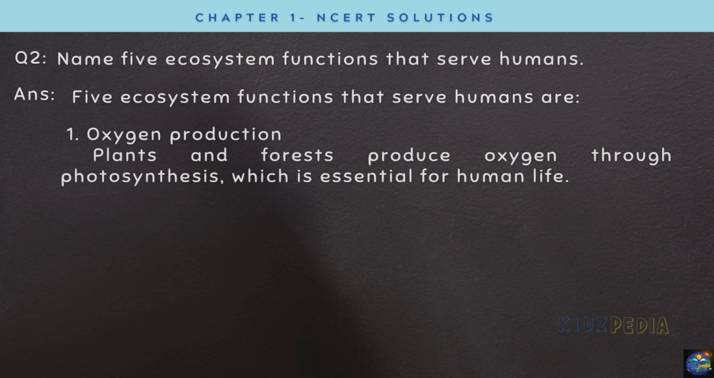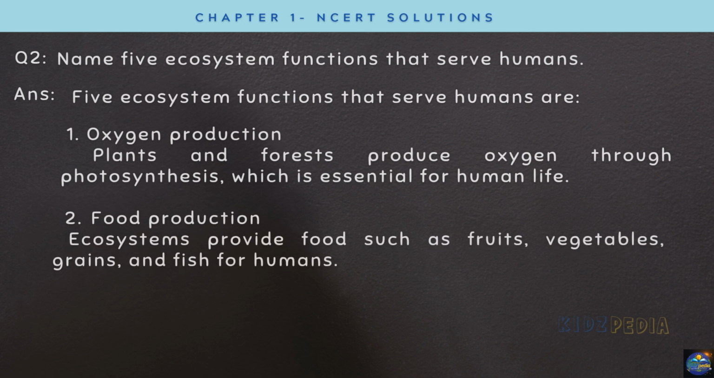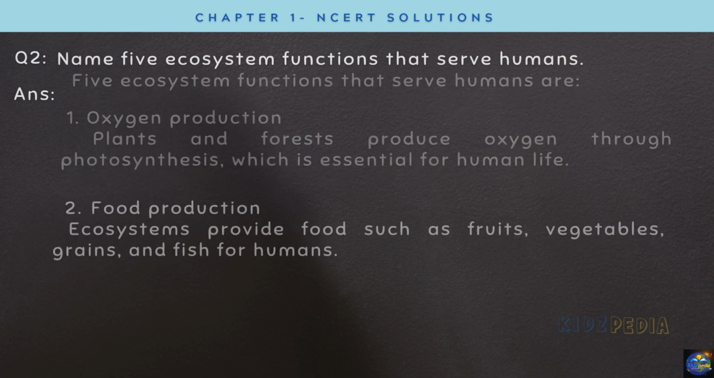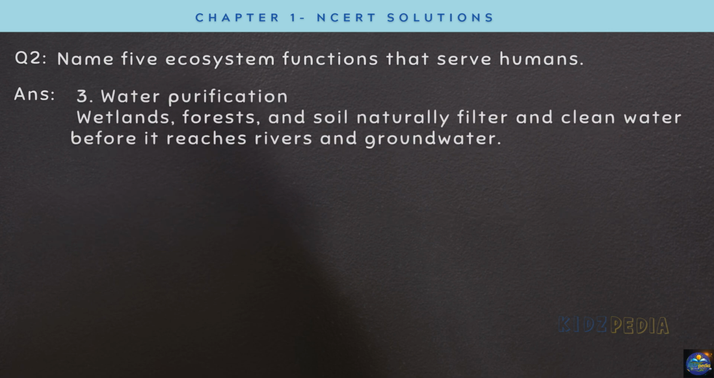Plants and forests produce oxygen through photosynthesis, which is essential for human life. Food production. Ecosystems provide food such as fruits, vegetables, grains and fish for humans. Water purification. Wetlands, forest and soil naturally filter and clean water before it reaches rivers and groundwater.